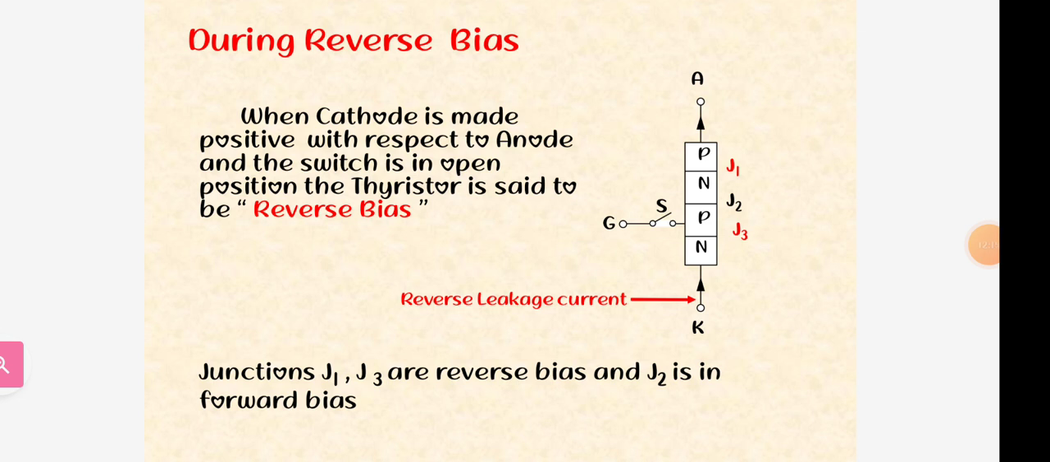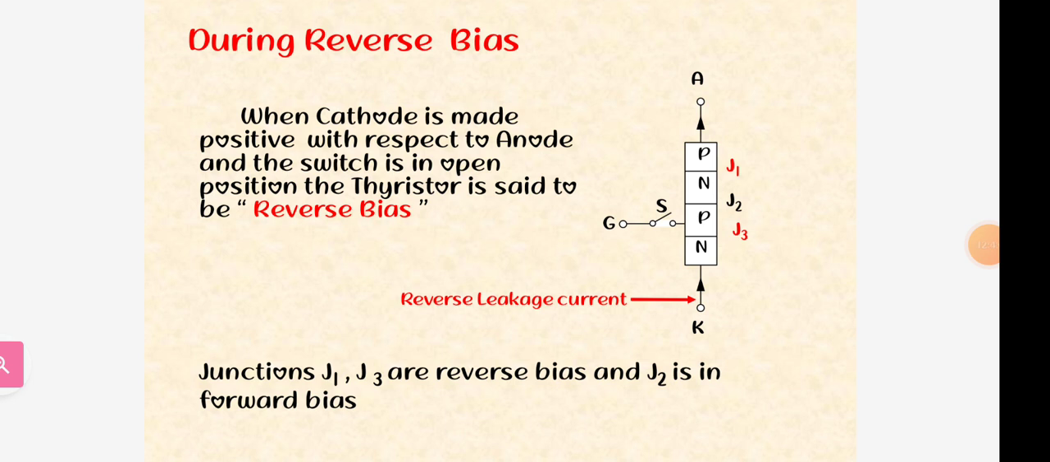Due to this large reverse current, the losses will increase. Hence, it may lead to damage of the thyristor. Hence, when the thyristor is operating in reverse bias, a voltage less than VBR has to be applied, otherwise the thyristor may get damaged.